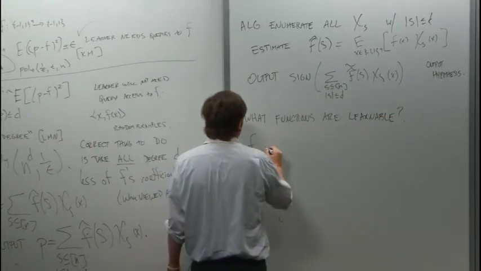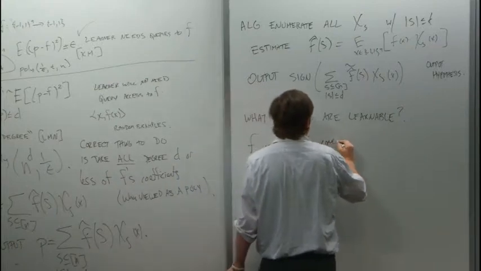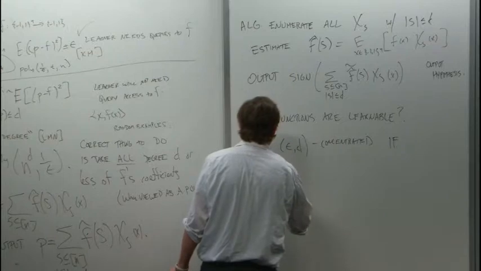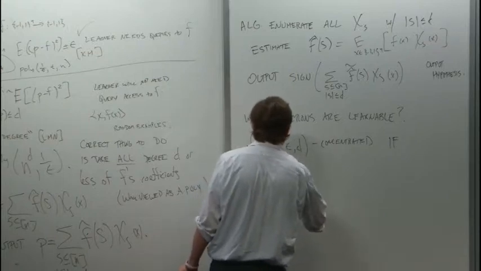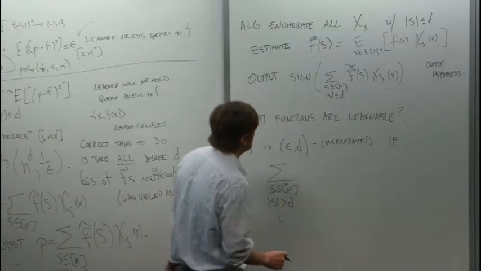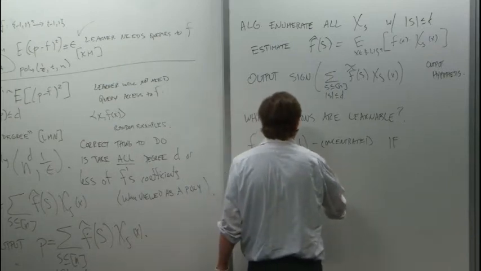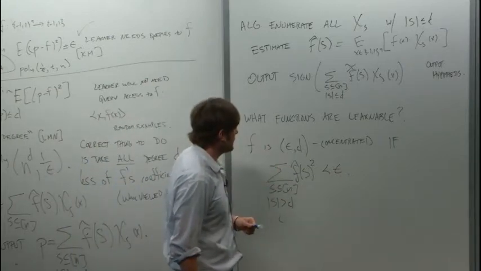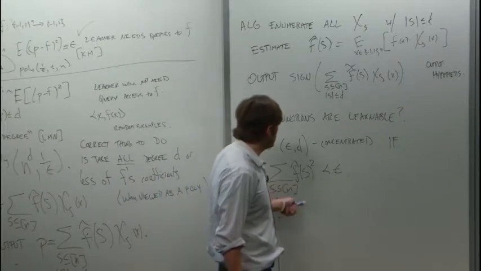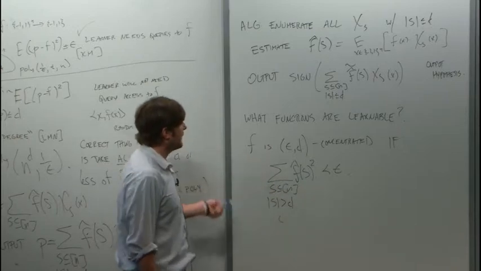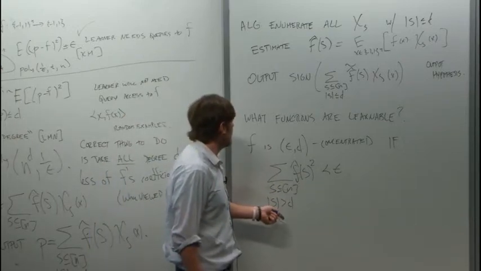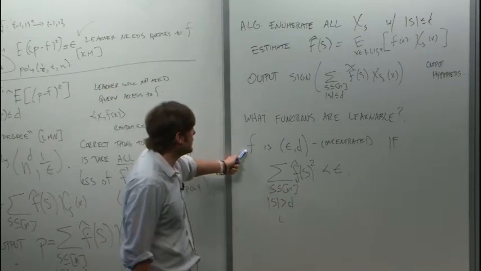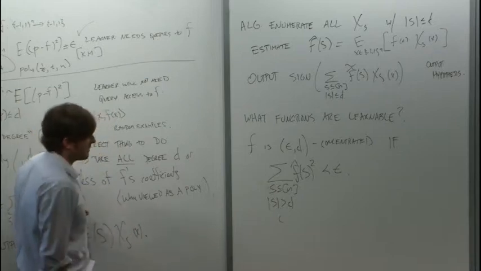We say that a function f is epsilon-d concentrated if the sum of the squares of all the coefficients on levels above d is at most epsilon. So if a function is epsilon-d concentrated, it means that the mass of its spectrum above level d is at most epsilon. Therefore, it suffices to estimate all of the Fourier coefficients on monomials of size d or less. It's easy to see that, just by definition, these functions are exactly the ones that are learnable by this type of algorithm.